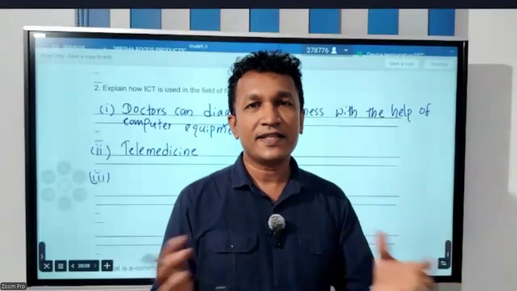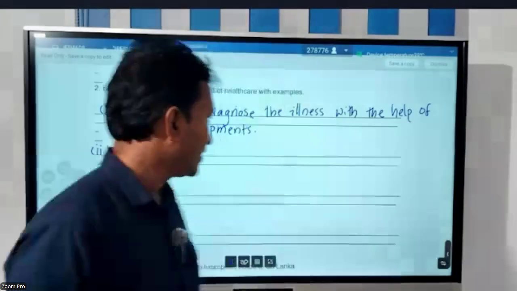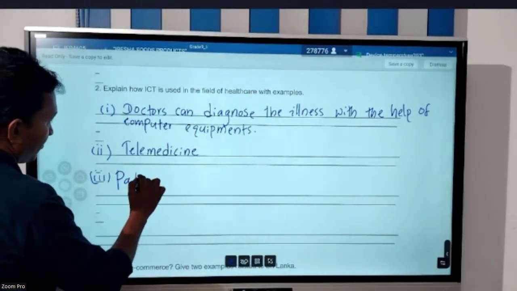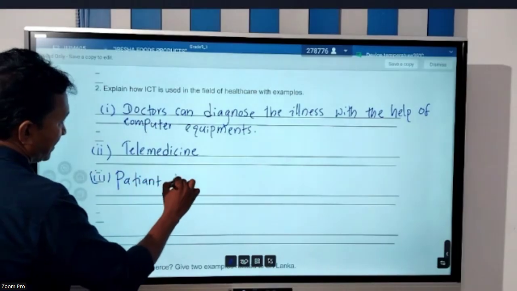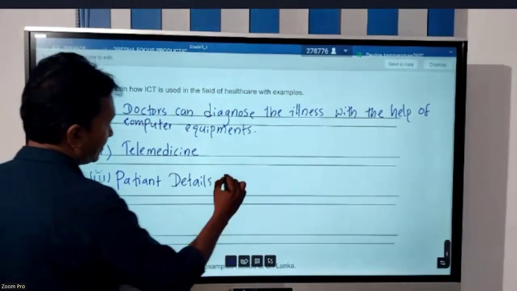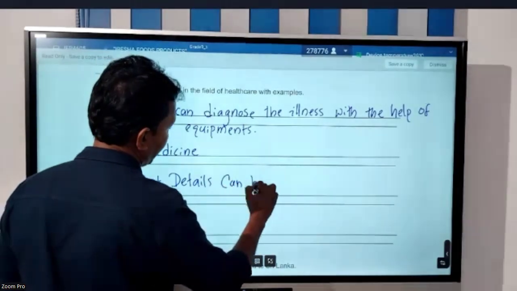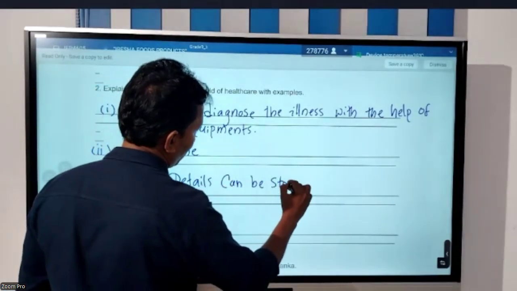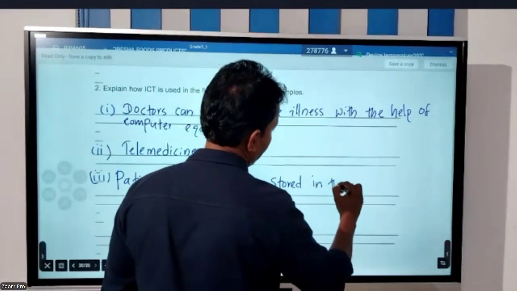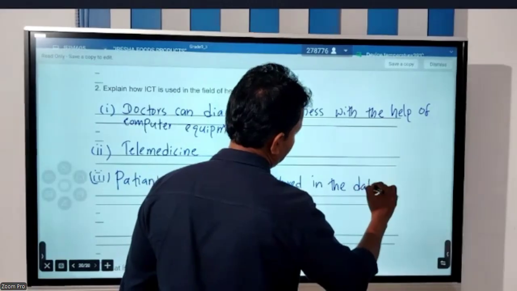Those kind of details are there. Therefore, patient details can be stored in the database.